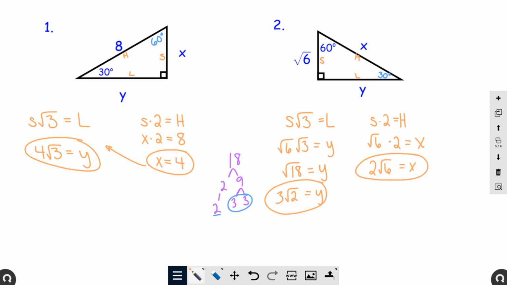So remember, our whole numbers are going to multiply together and stay in the front. What's under the root will multiply together and stay under the root. Any questions on these two?